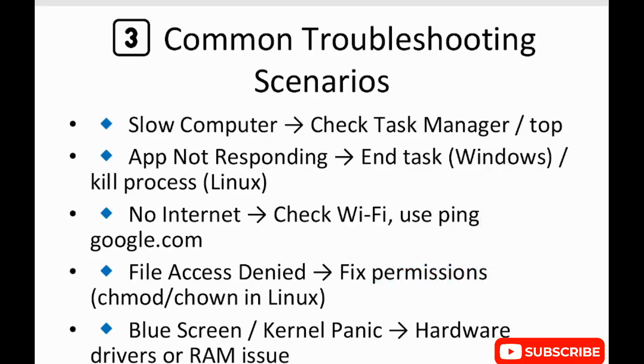In Linux, mainly we use chmod. Chmod is for modification. If you want to modify it, like to provide access, you can use chmod. Chown is used for the owner. You can use these commands and in that way get access to the file.